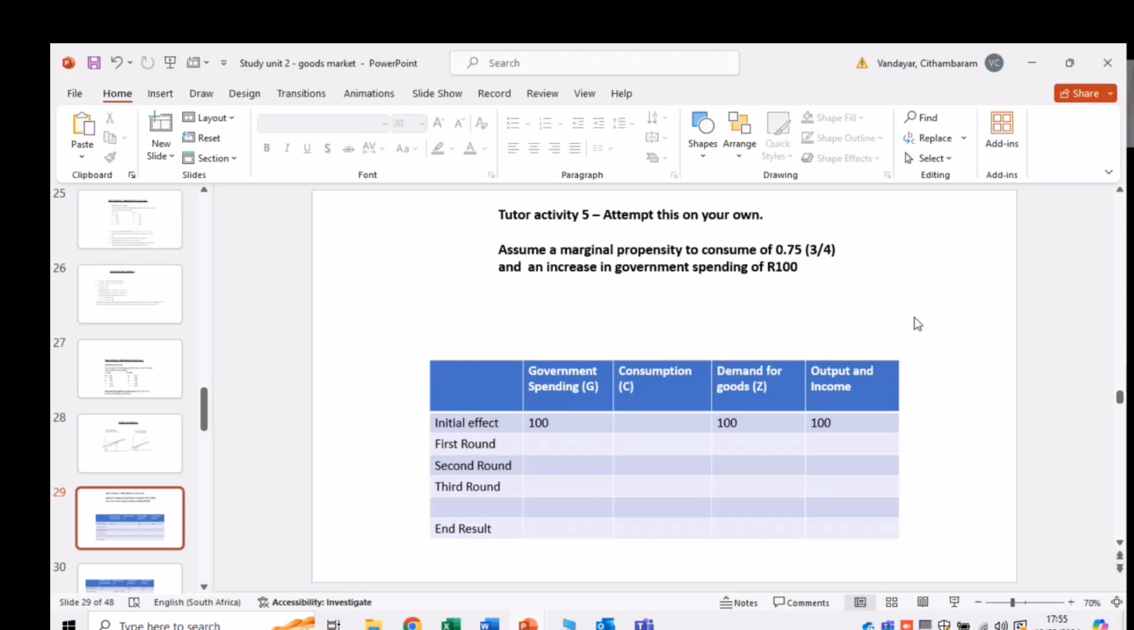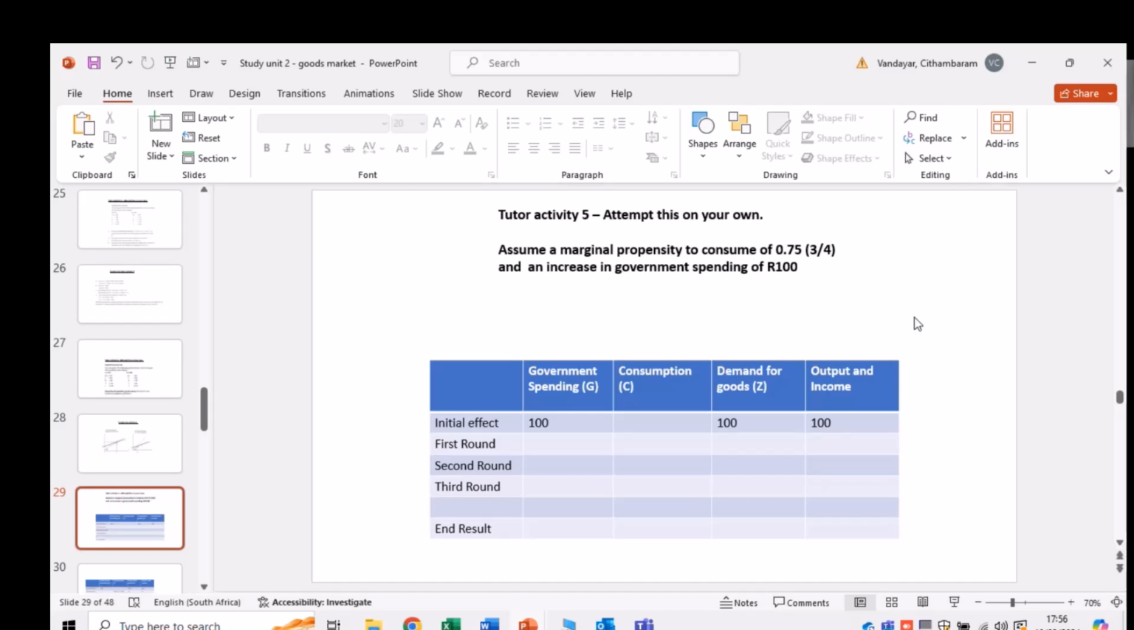And if you continue like this, right, your consumption will be 300. Your demand for goods and services will be 400, and the level of income and output will be 400 as well. So the end result is that there are many rounds that still have to go on, right? But we're not going to do that. So we'll continue until we get to 0. And you can see that the initial injection of 100 rand will lead to an increase of the income and output by 400. That's because of the multiplier.